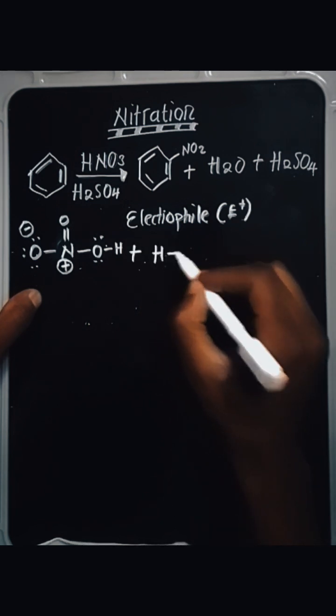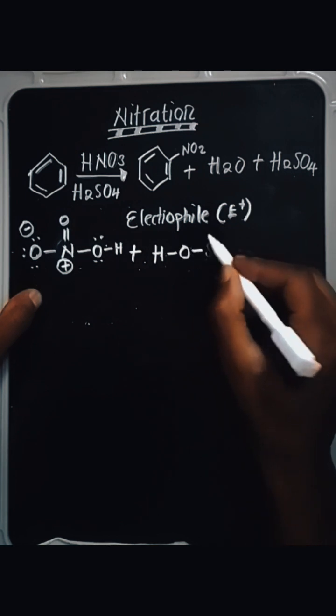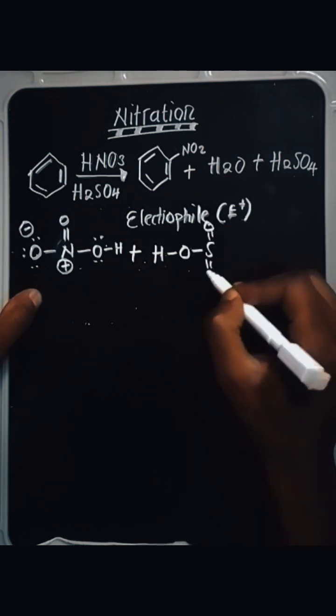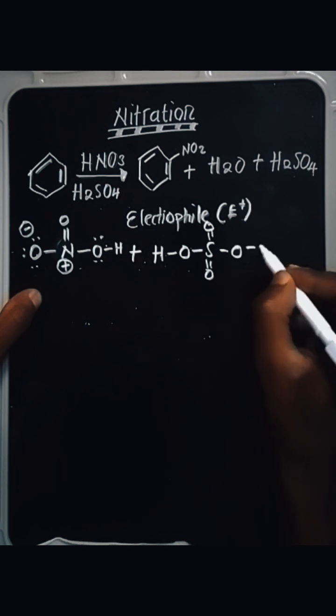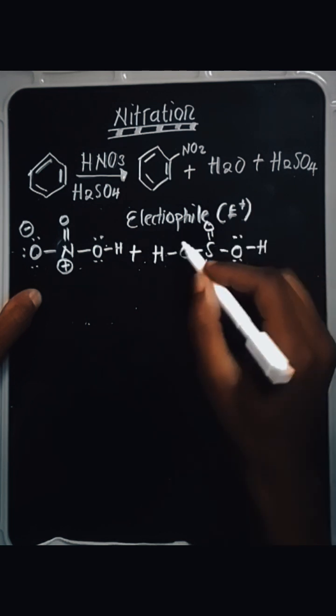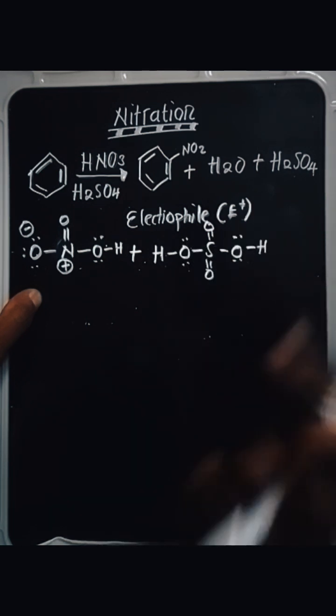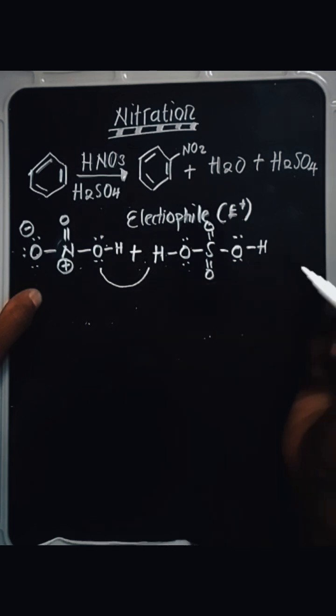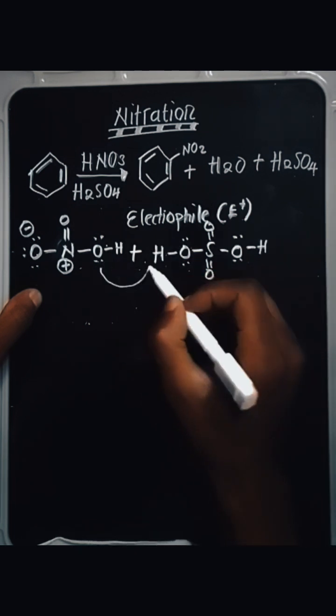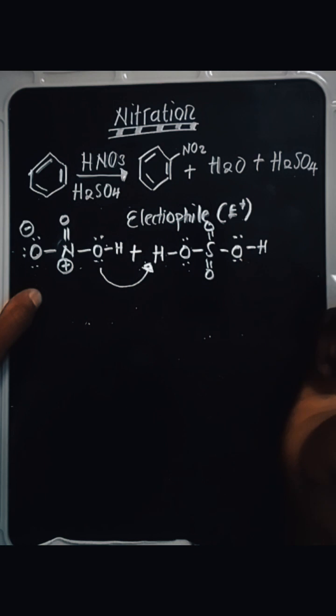Sulfuric acid looks like this, like that. Lone pair, like that, right? First step, deprotonation. So this will be deprotonated. How will that look like? It will look like this. Which side should the arrow go? From electron rich to electron poor. So it will look like that.